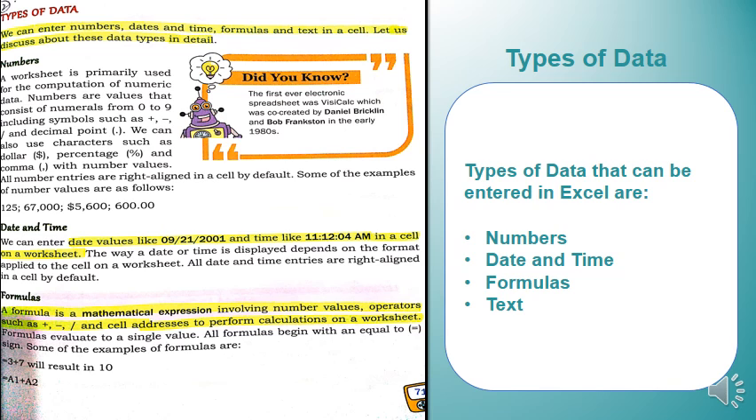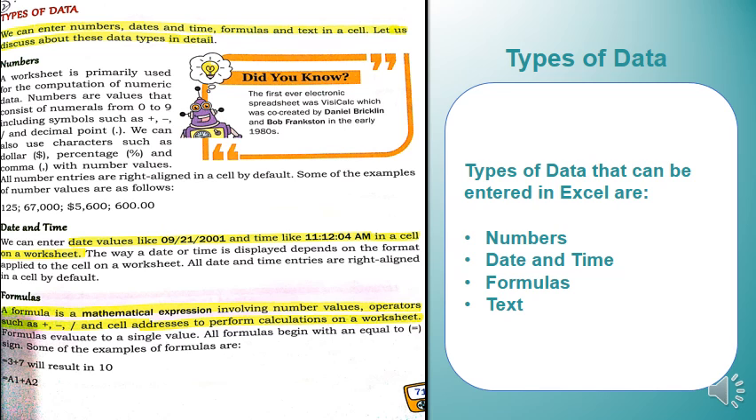Numbers. A worksheet is primarily used for the computation of numeric data. Numbers are values that consist of numerals from 0 to 9, including symbols such as plus, minus, division, and decimal point. We can also use characters such as dollar, percentage, and comma with number values. All number entries are right aligned in a cell by default. Some of the examples of number values are as follows. So with the help of number data, you can enter any kind of numeral data or symbols in your worksheet.